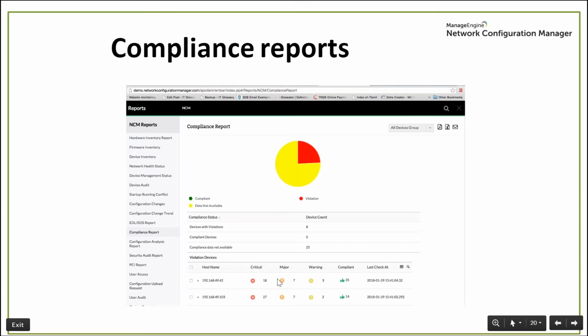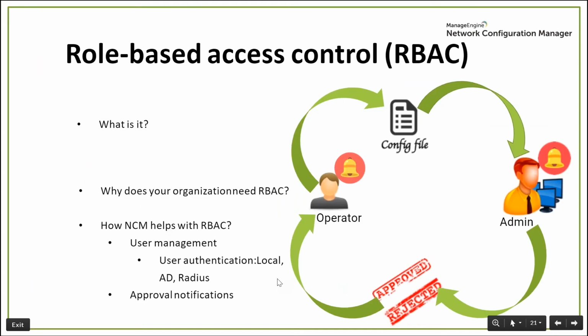Let us move on to role-based access control, which is one of the most important features of Network Configuration Manager. This is a very interesting feature because if you have an infrastructure, you will have several network admins and you will have only a set of scope defined to each of these admins. Let's say you have an operator in your network and this operator tries to make a change in a network device which is very critical for the infrastructure.